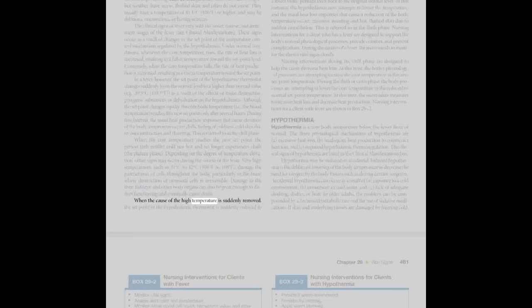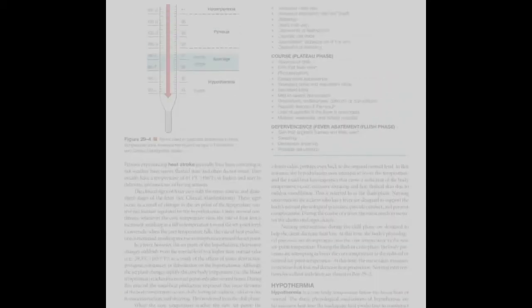When the cause of the high temperature is suddenly removed, the set point of the hypothalamic thermostat is suddenly reduced.